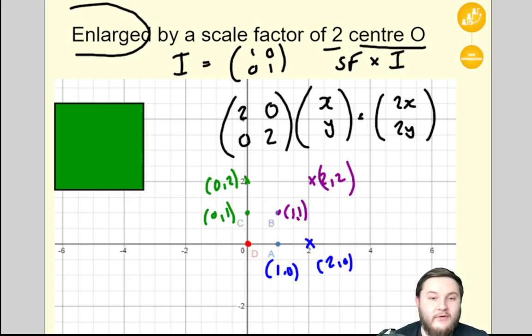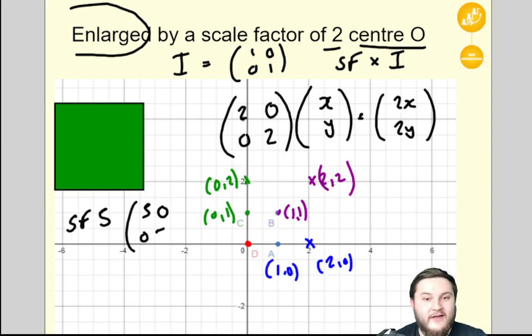So for example, if I wanted to enlarge by scale factor 5, then it would be the matrix 5, 0, 0, 5. Right? It's just 5 times the identity matrix 1, 0, 0, 1. Because the 1, 0, 0, 1 is the matrix that does nothing, it just keeps it the same size. So 2, 0, 0, 2 keeps it in the same position, but now it's 2 times bigger. The original centre point is in the original position.